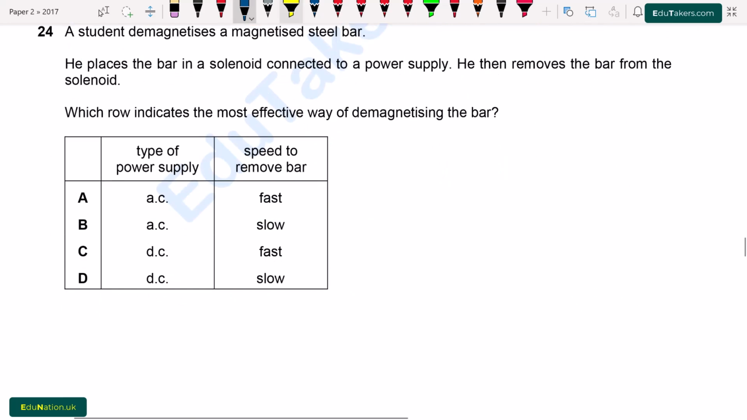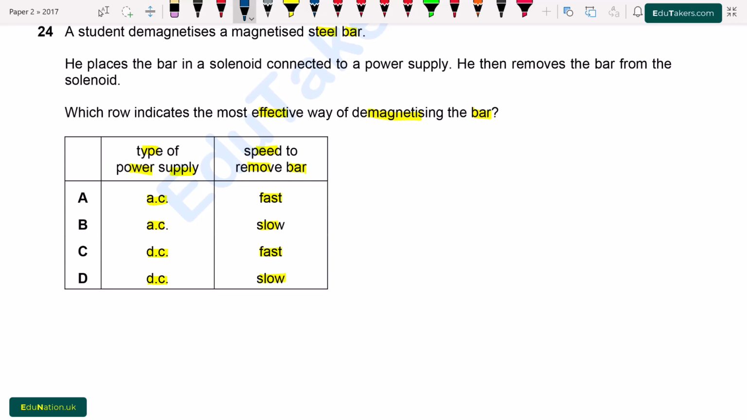Question number 24. A student demagnetizes a magnetized steel bar. He places the bar in a solenoid connected to a power supply. He then removes the bar from the solenoid. Which row indicates the most effective way of demagnetizing the bar? So here we have to demagnetize the bar. The columns are type of the power supply and speed to remove the bar. Option A, AC fast. B, AC slow. C, DC fast. D, DC slow.